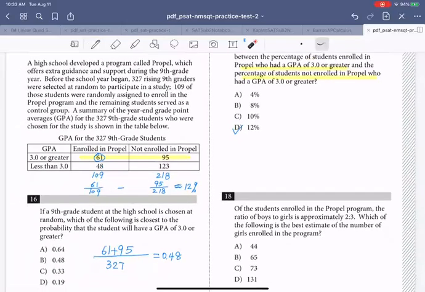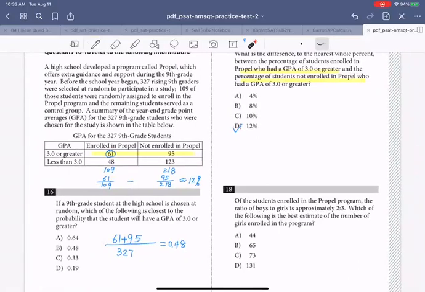Now let's look at 18. Of the students enrolled in this Propel program, the ratio of boys to girls is 2 to 3. So they are talking about students in this program, right? So the students in this program total is how many students? Okay, 327.